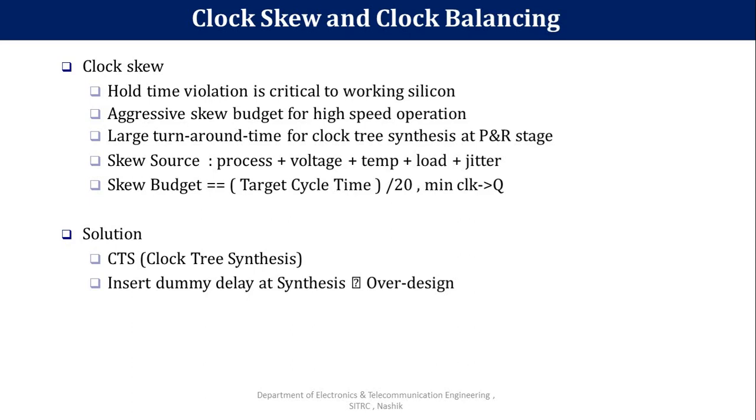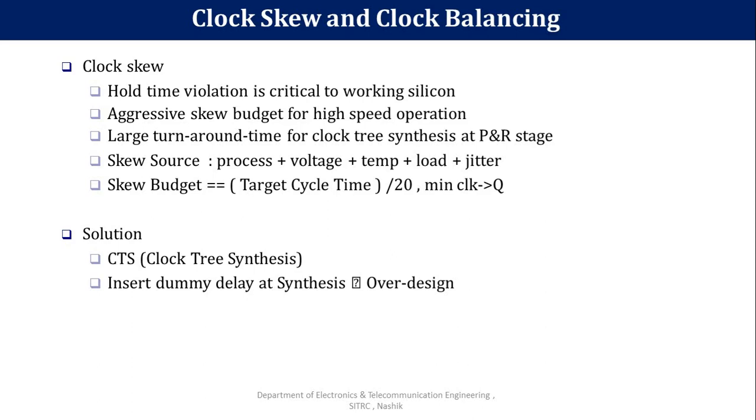Here there is a large turnaround time for clock tree synthesis and the PR stage, means it takes more time to bring a product to market because of this clock tree synthesis work at the initial stages. And the skew sources: due to the process some skew occurs, due to voltage variation some skew occurs, due to temperature variation, due to the load, and jitter. These are the sources of skew, and because of this the skew is going to increase.